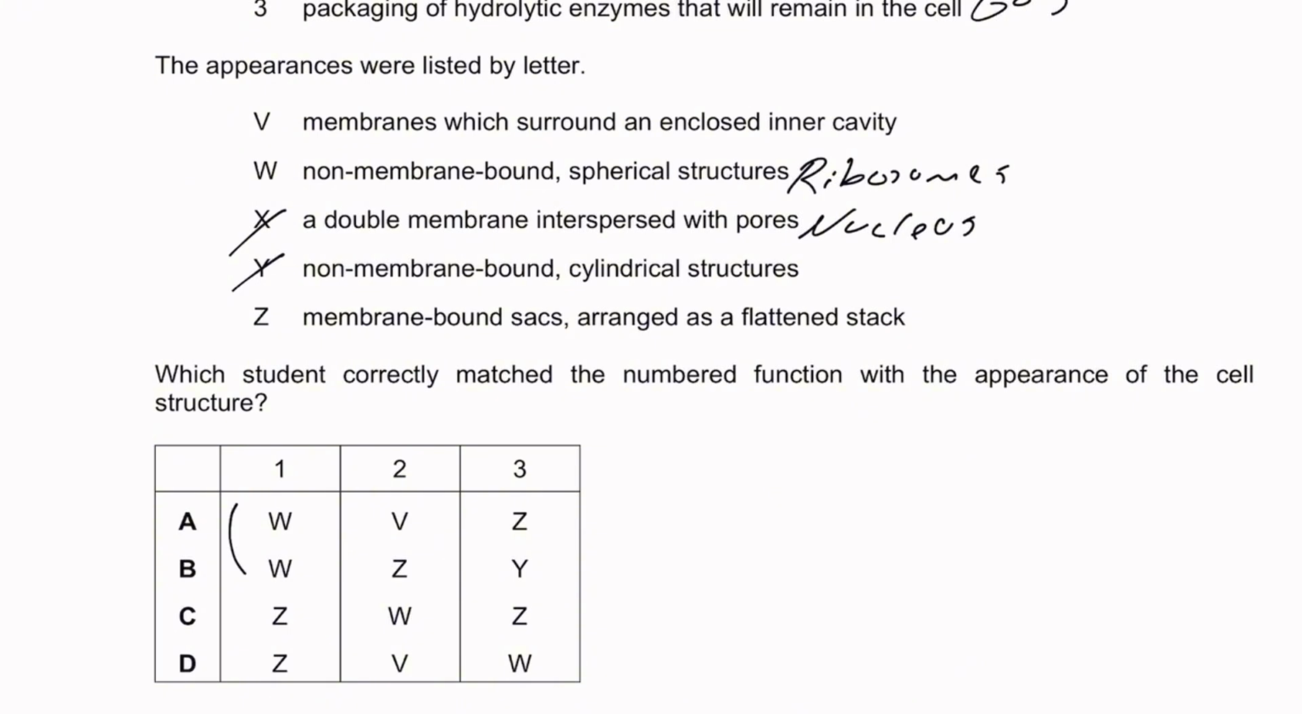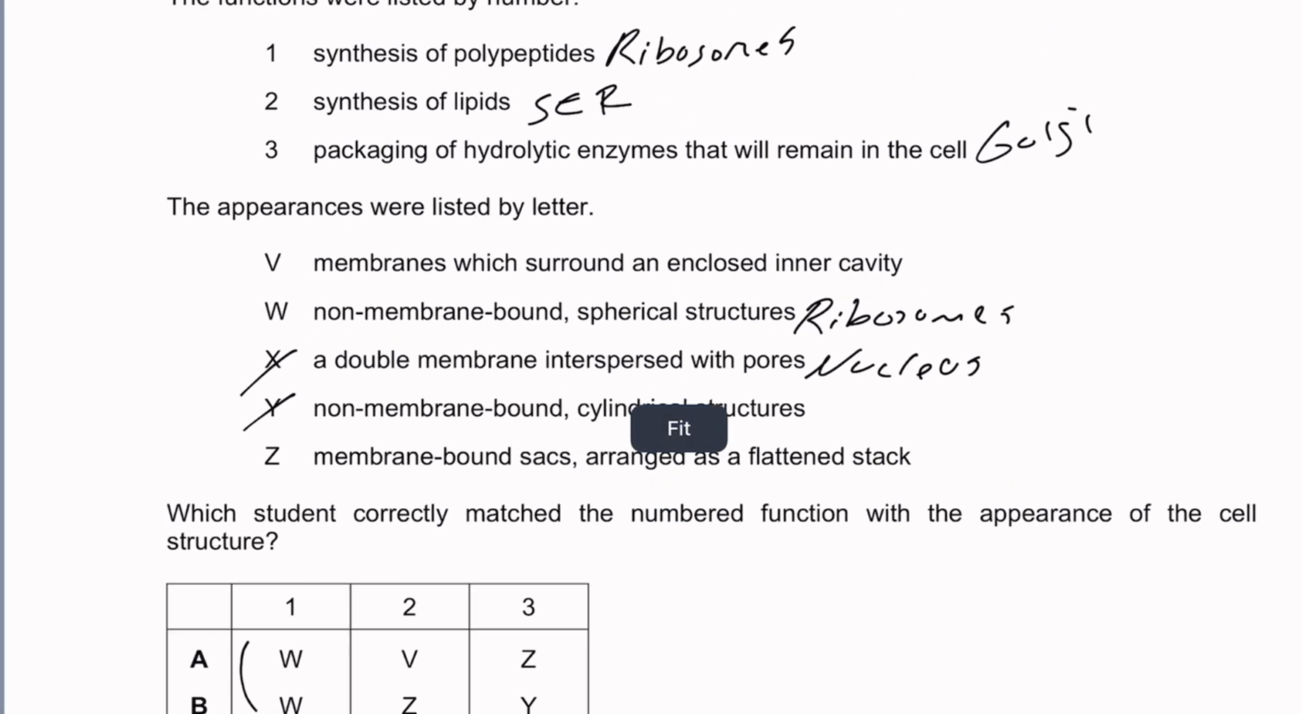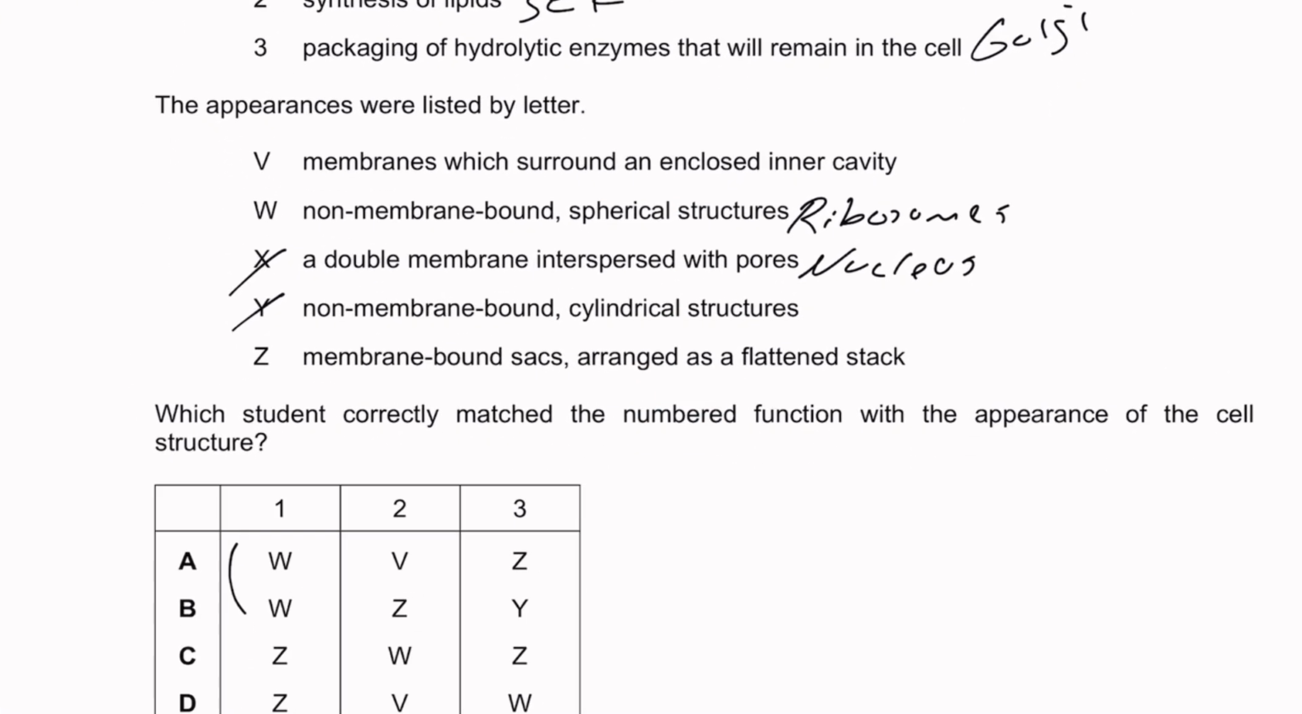2, V or Z. Membranes which surround an inner closed cavity. This could work for the smooth endoplasmic reticulum, yes. So definitely we could choose this one. What about the membrane-bound sacs arranged as flattened stacks? I think this works for the Golgi apparatus. So yes, I would say that 3 is Z, and so that's A.